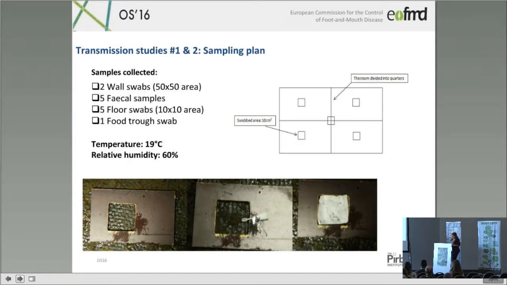All the samples were collected daily for a week, and all the samples, except for the feces, were placed straight into 10 mLs of cell culture media immediately and transported to the lab. It's important to note that the temperature was roughly about 19 degrees, so about room temperature, and the relative humidity was at 60%.